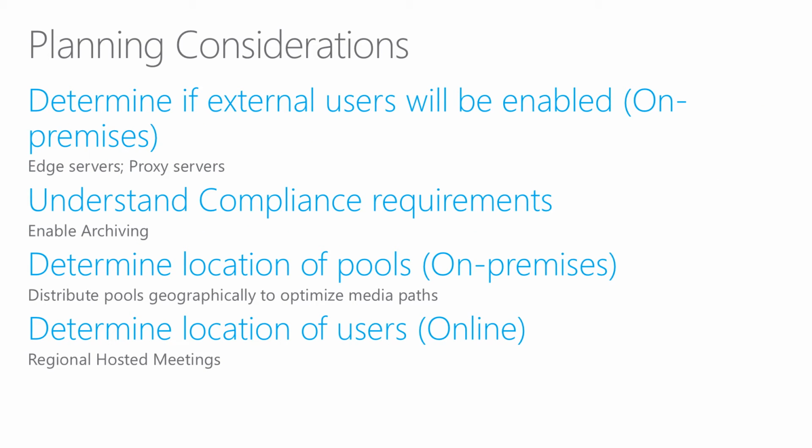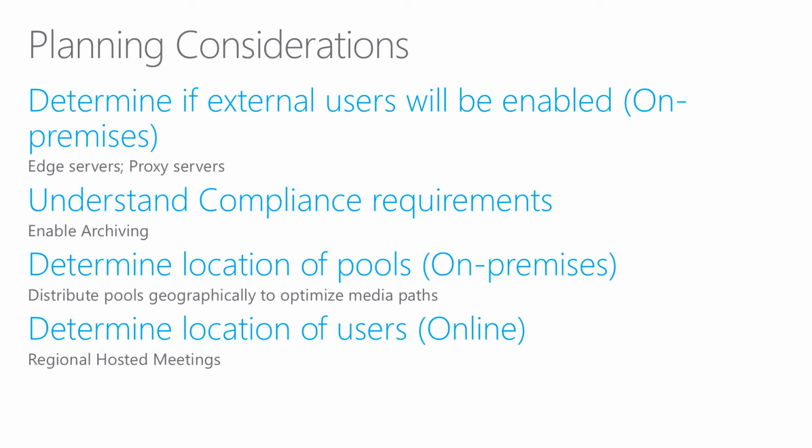Understanding the impact on the network of deploying Skype for Business conferencing is an important part of the planning process. However, there are other important questions that you need to ask and have answers for as you go through the planning process. For example, if you have an on-premises deployment of Skype for Business Server, are you going to enable external users? External users will mean that you have additions to your infrastructure, as they require both edge servers and proxy servers. Do you have compliance requirements? Compliance means that you will have to enable archiving.